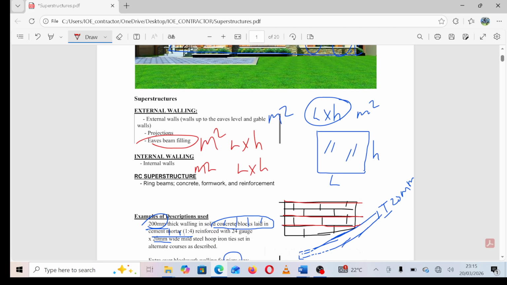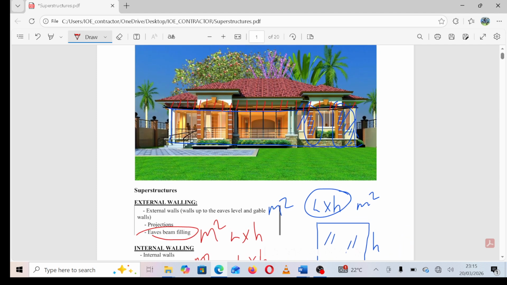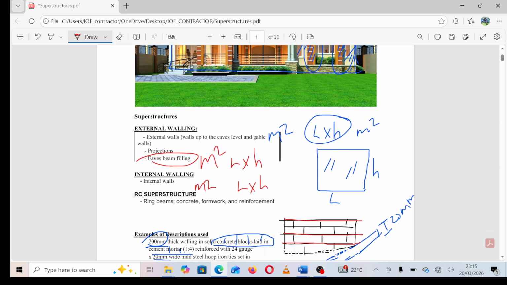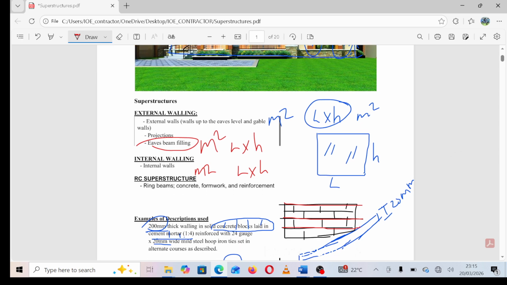Then we do have the RC superstructure. Now that is the member we talked of, the ring beam. Now in the ring beam, it's, as you've seen, reinforced concrete. So here we have concrete. We do have formwork, that is sort of the mold that holds the concrete, and we do have reinforcement, that is a tensional reinforcement for that member.